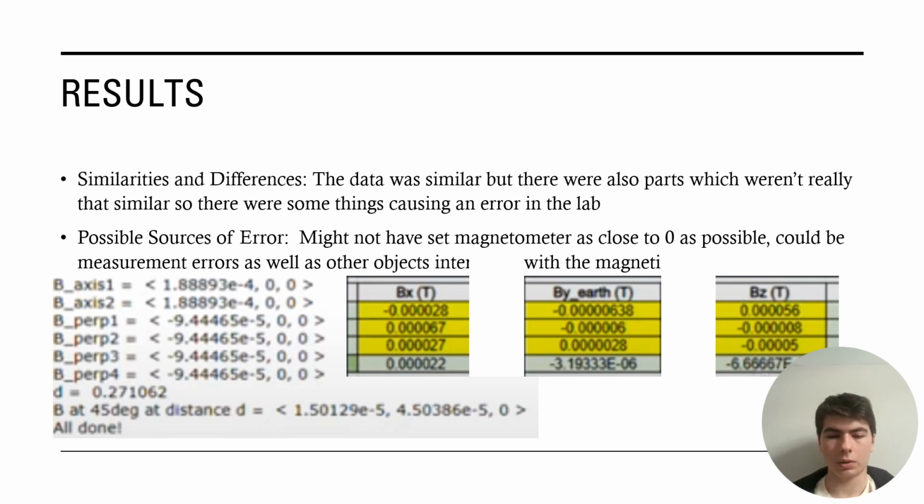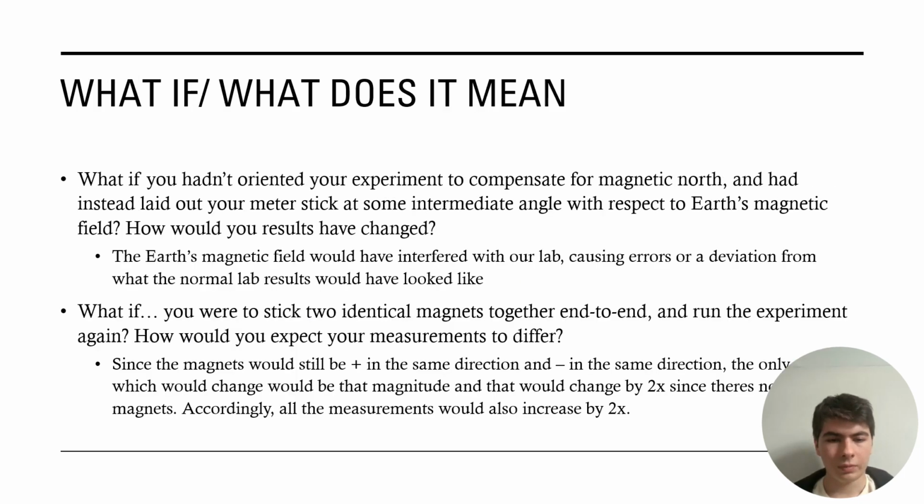And some error might just be that we've not set the magnetometer as close to 0 as possible, so there's some sort of interference from Earth's magnetic field. Or there's just measurement errors. We didn't get the x as close to 0 or the y as close to 0 as we could. Or there's just some other objects, maybe like other magnets, interfering with the magnetic field.